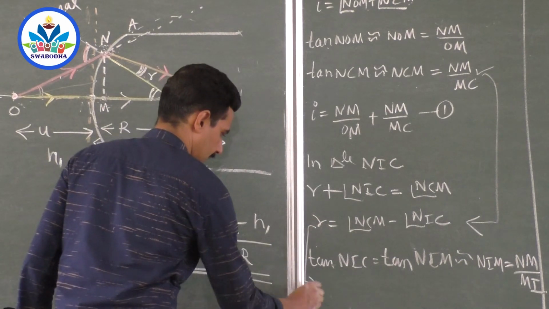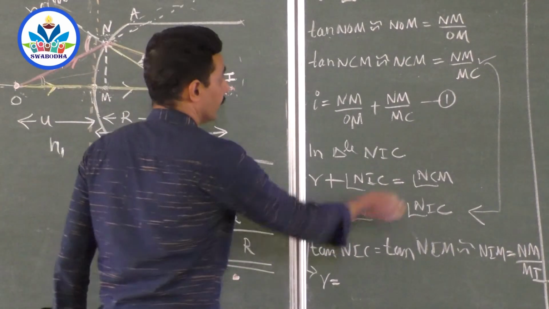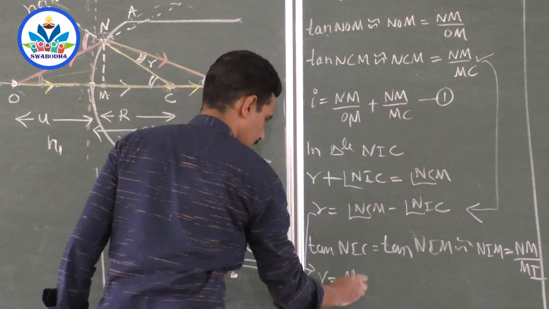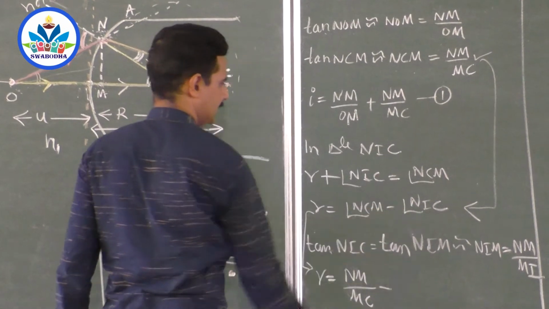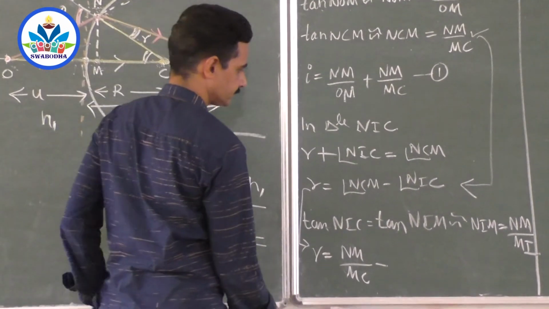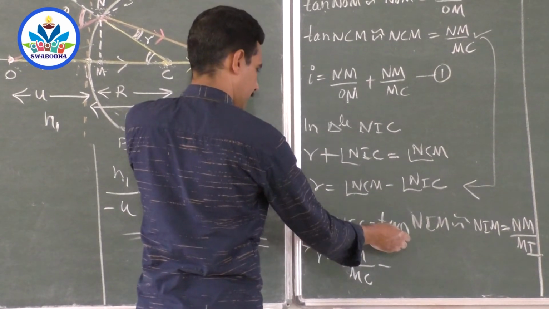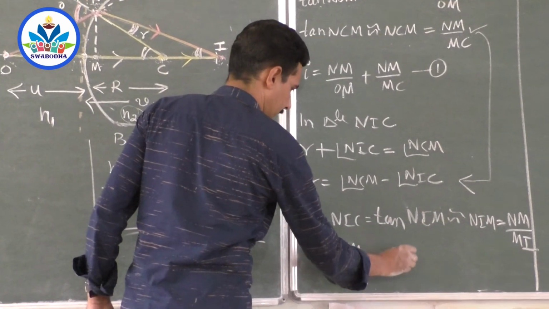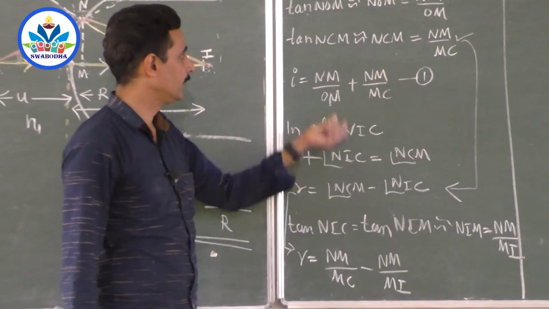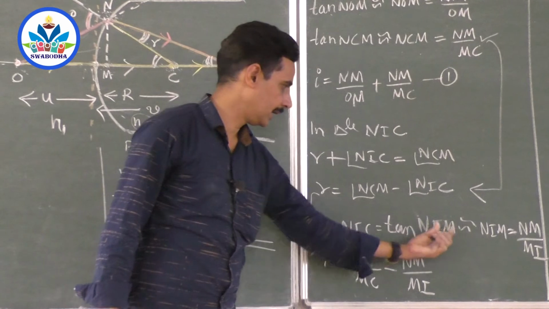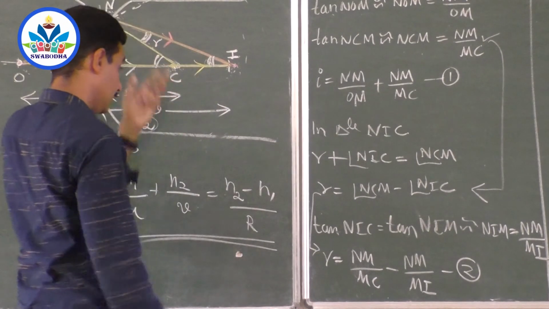So if you put this here, r is equal to NCM, which can be brought from here, NM by MC, minus NIC. NIC is NIM, and NIM is NM by MI. Is it okay? So r is equal to NCM, which is NM by MC, minus NIM, which is NM by MI. So we have got equation 2. So we have got i, we have got r.